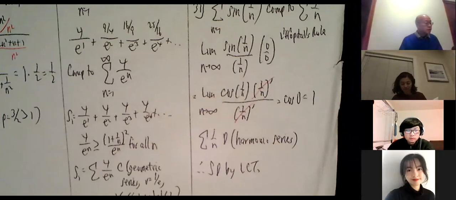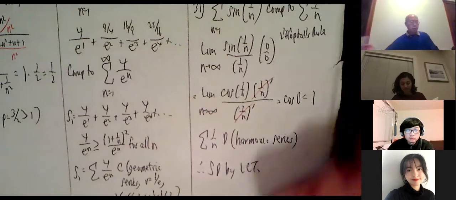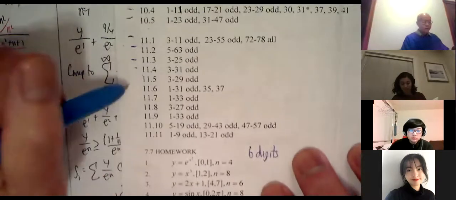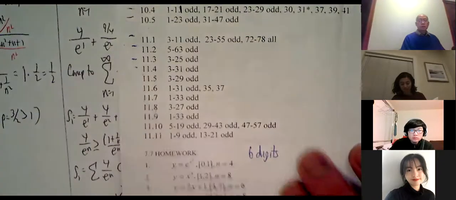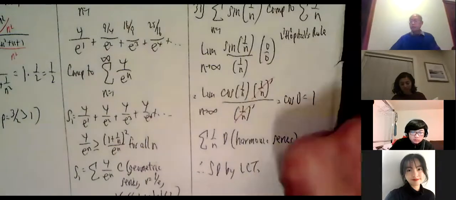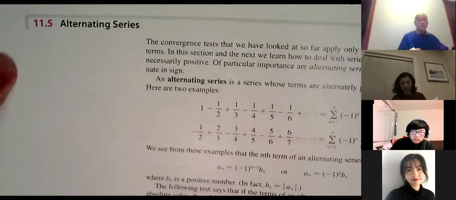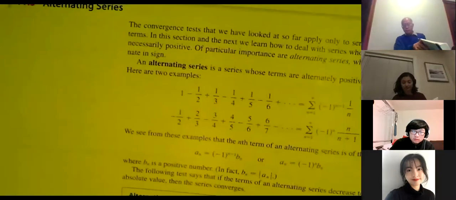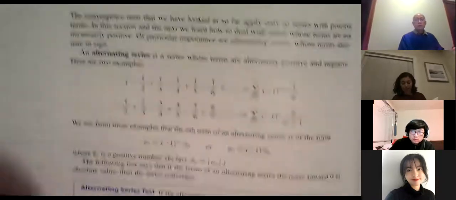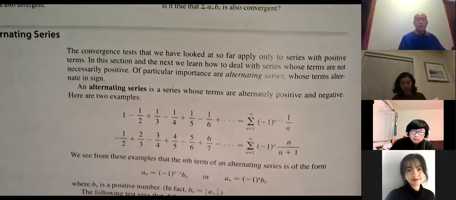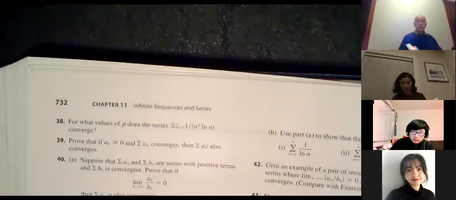Okay, so that pretty much does it for 11.4. Okay, so that's done, and I'll start 11.5, which is on alternating series. We've already seen alternating series. Okay, so let me make this disappear. 11.5, alternating series. All right, so we have a formal definition of an alternating series, page 732.